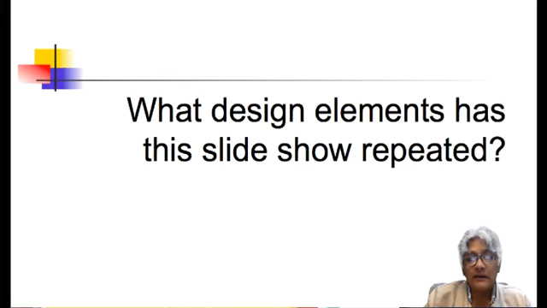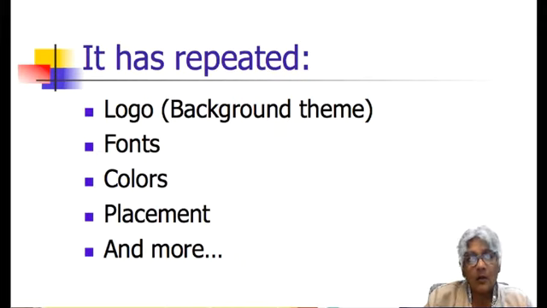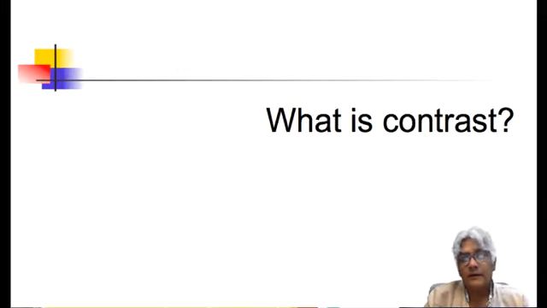So what elements in the slide were the ones that were repeated? Well, you had a logo, you have fonts, you have colors, placement. For example, the logo is always at the top left. The titles are blue. They're a certain size. The text is a certain size, a certain color, is black, and so on and so forth.